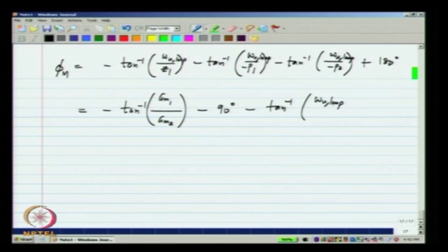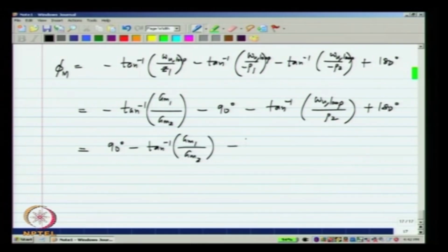I will just leave it as it is, omega u loop by P2 plus 180 degrees. And this is nothing but 90 degrees minus tan inverse gm1 by gm2 minus tan inverse omega u loop by P2. Let me write it as minus the sum of these two. This is the phase lag due to the right half plane 0, this is the phase lag due to the second pole, and we would like this to be, let us say, 60 degrees.